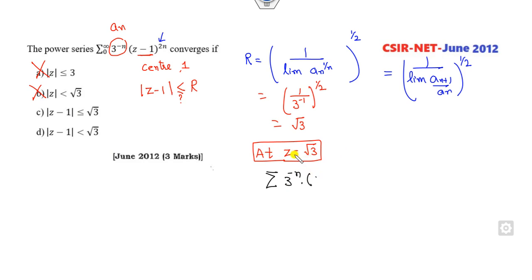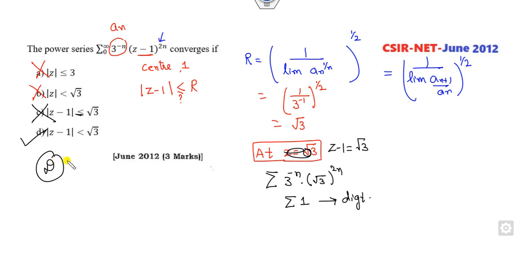The center is 1, so I can substitute z minus 1 as my root 3. So this is my root 3 raised to power 2n. Again, you can see this is my 1, which is divergent by using the p-test or the nth term test. So this is not equality. Equality is not there. So the right answer is D, the correct option.